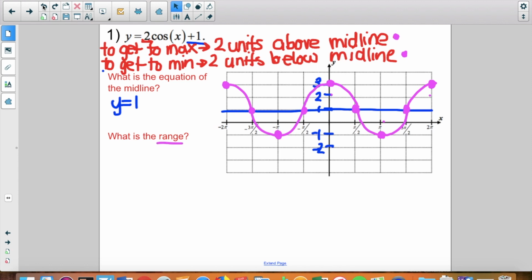So next question asks, what is the range? The range, just a reminder, those are your y values. We can either write it in a bracket or in function notation. We're going to do both. Our lowest point is our min, which is negative 1. Our highest point, which is our max, is 3. So that's the first way to write the range. The next way to write the range is negative 1 less than or equal to y, less than or equal to 3.